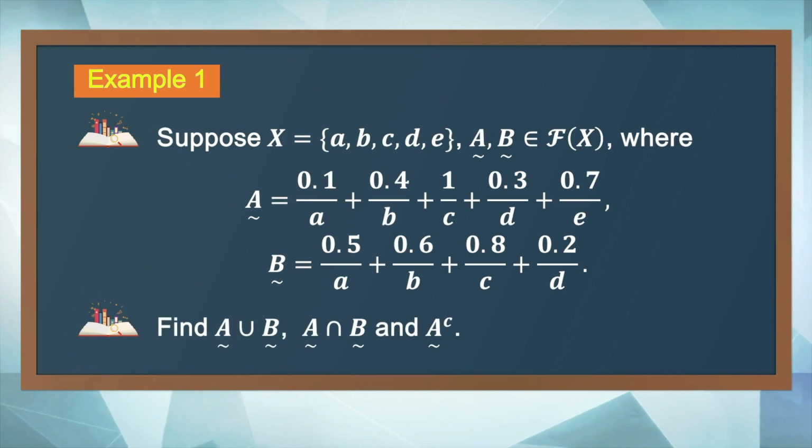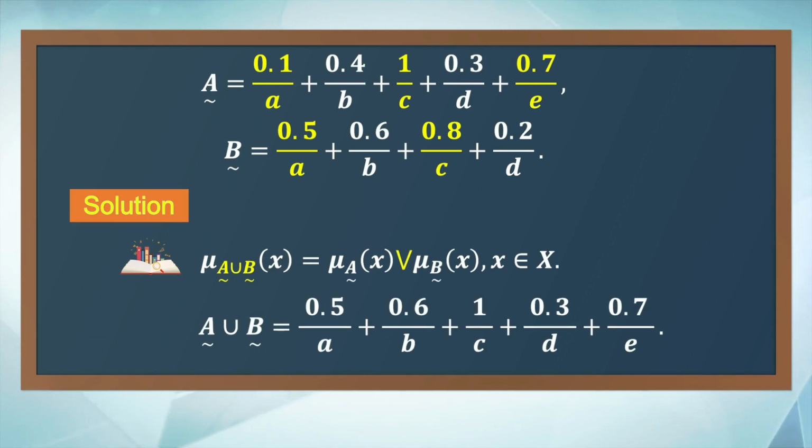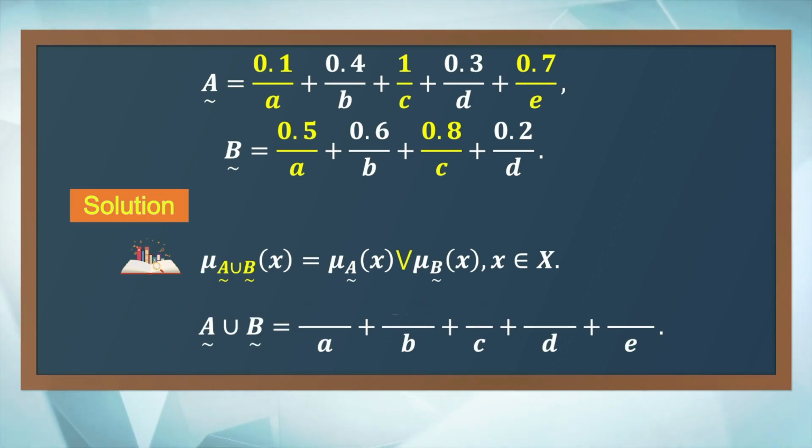First, let's find the union of the two fuzzy sets. The degree of membership of element X in the union of A and B is the maximum of mu sub A of X and mu sub B of X. So the degree of membership of element A in the union is the maximum of 0.1 and 0.5. That is 0.5. Similarly, you can get the degree of membership of element B in the union is 0.6.